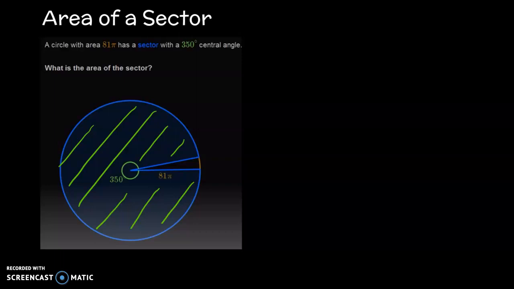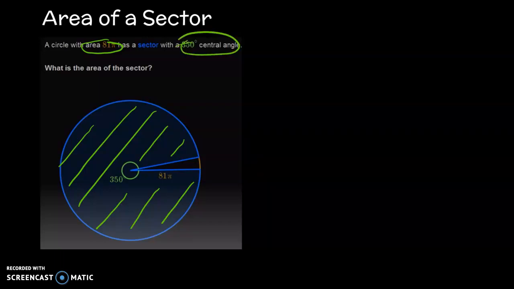In order to do that, we're going to take a look at a set of proportions, two ratios that we set equal to each other and solve, using the information that we already know. So what do we already know? We know the area, which is 81 pi, and we know the central angle, which is 350 degrees. We also know that the angle of a circle is 360 degrees. We're going to use that to come up with our ratios and our proportions. So this is how it's going to go.